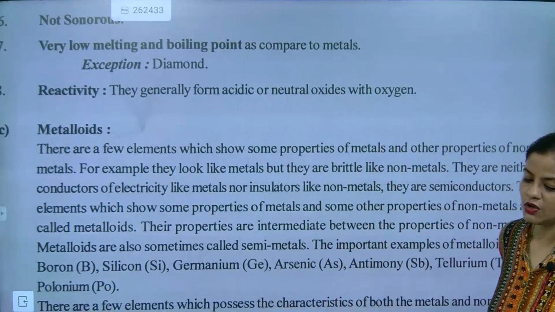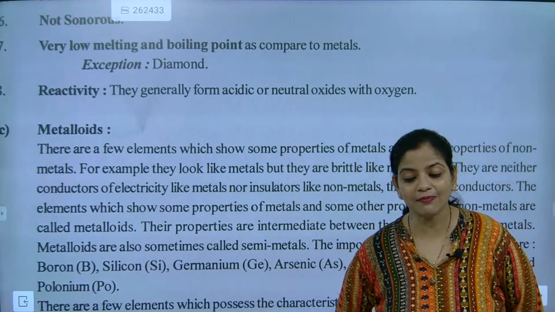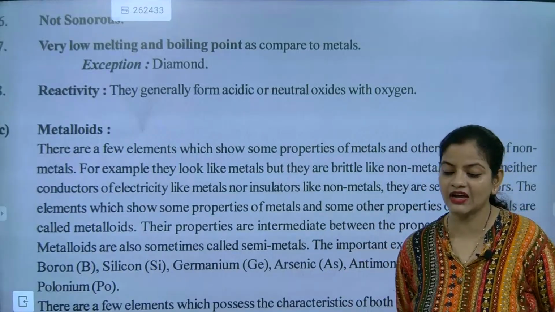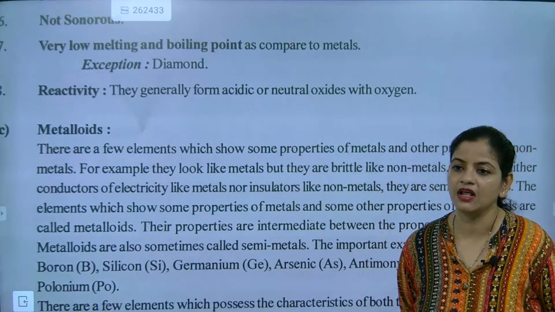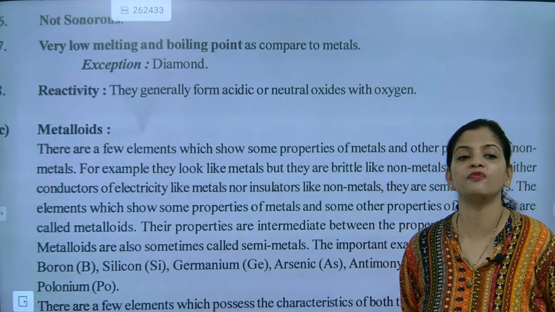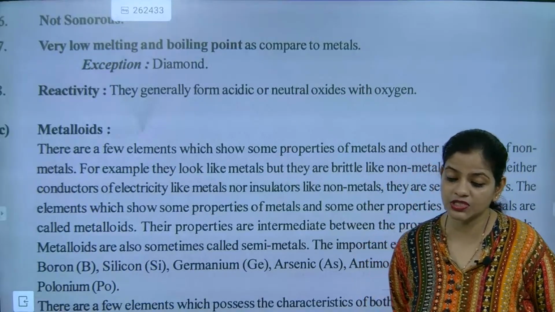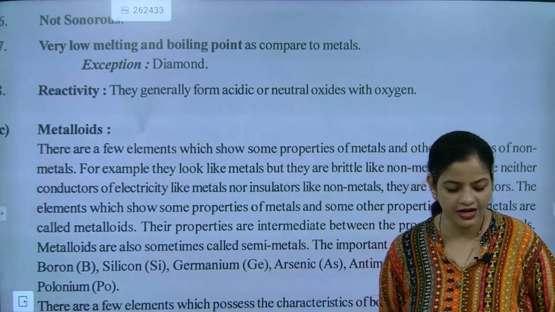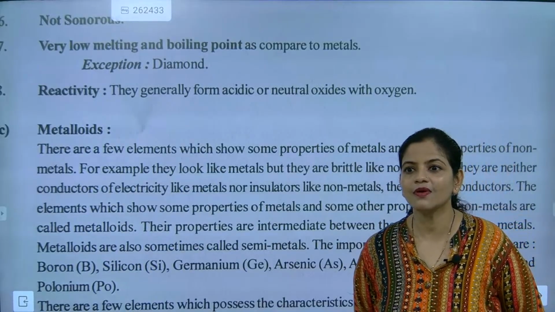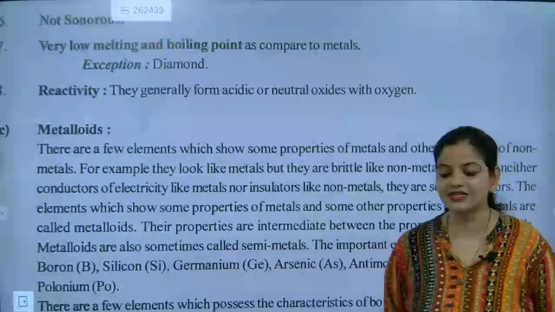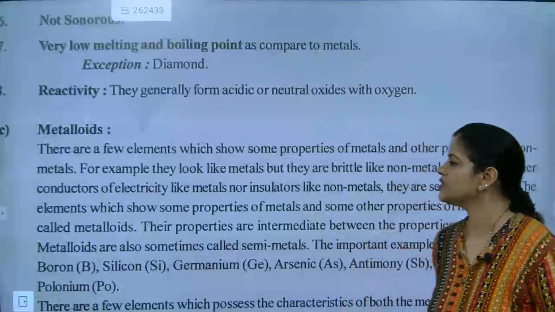They look like metals but they are brittle like non-metals. They have a shining surface and hardness, but their brittleness is like non-metals. So that means they possess the properties of both metals and non-metals. And an element which possesses the properties of both metals and non-metals will be considered as what? Metalloid.